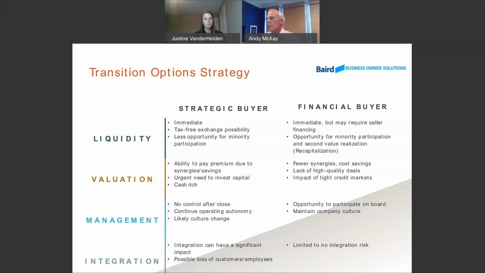Financial buyers typically will require some rollover equity, so you don't get all liquidity at closing. But we've had clients make more money by rolling equity and participating in the long-term ownership of the buyer company backed by the private equity firm. So they can also work great. There are not as many synergies and cost savings, so you tend to not get maybe the premium price that might be available, even though prices certainly in this market have been great. And there is typically a greater ability to participate on the board and have some role in the business going forward, if that's what the business owner is looking for.